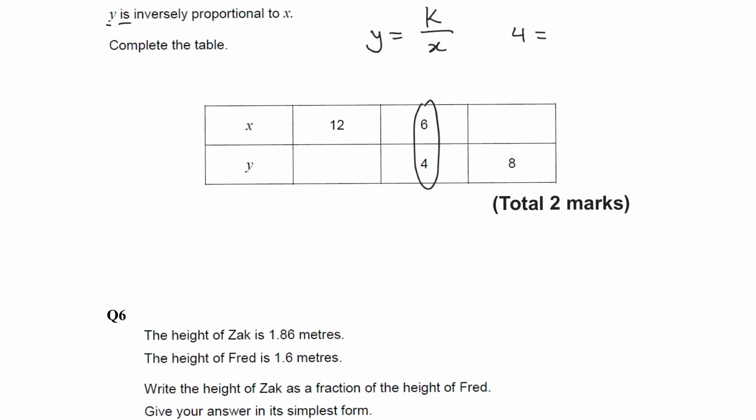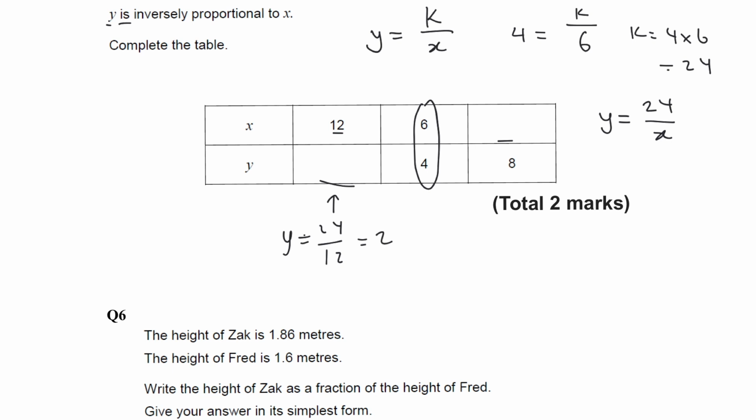So when y is 4, x is equal to 6. To work out what k is, if we rearrange this, k is equal to 4 times 6, which is 24. So now we know what our constant is. The actual equation is y is equal to 24 over x. Then in order to work out the missing values, we just need to substitute what we have into the formula. So if we look here first, it says when x is 12, we need to work out what y is. So y would be equal to 24 divided by 12, which is 2.